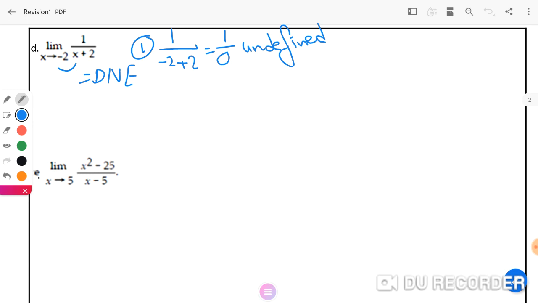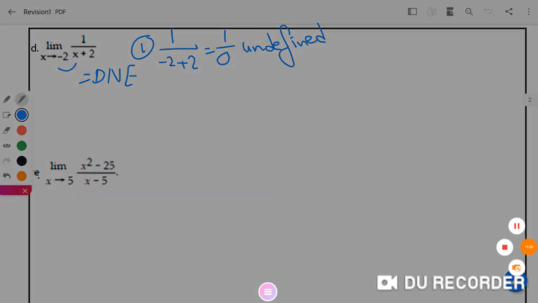As I told you, from step 1, maybe I get a number, and if I get an undefined value, okay, the limit does not exist, okay.